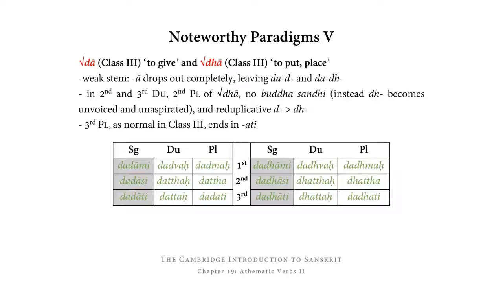So we have a second dual dhattah, a third dual dhattah, and a second plural dhatta, with the reduplicative syllable aspirated, dh, and the dh at the end of the stem having lost both its voice and its aspiration, and therefore having changed to d. There is a reason for the change from d to dh in the reduplicative syllable. This reason has to do with historical developments in Sanskrit, and unfortunately we won't have time to go into that here.